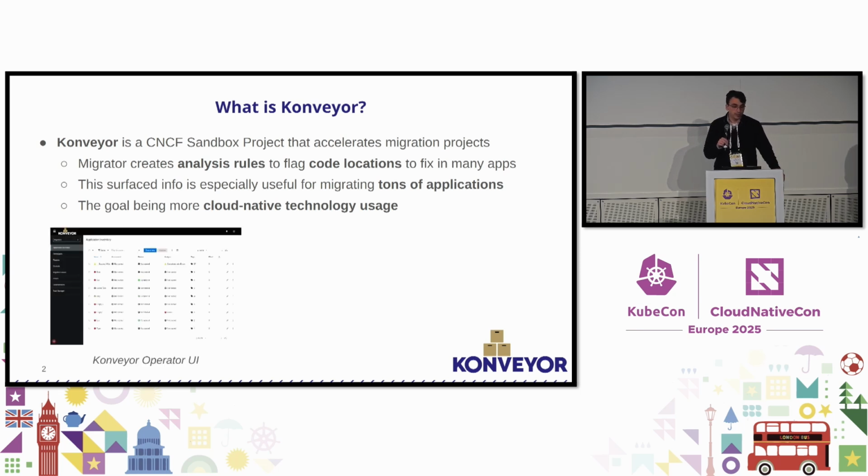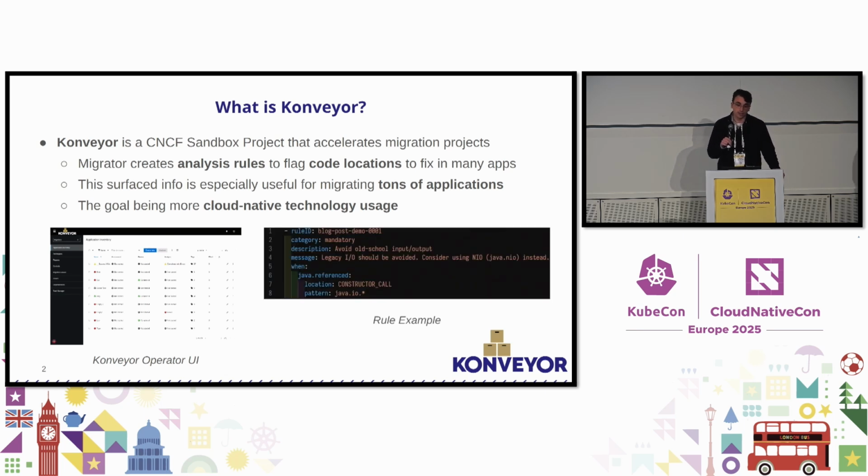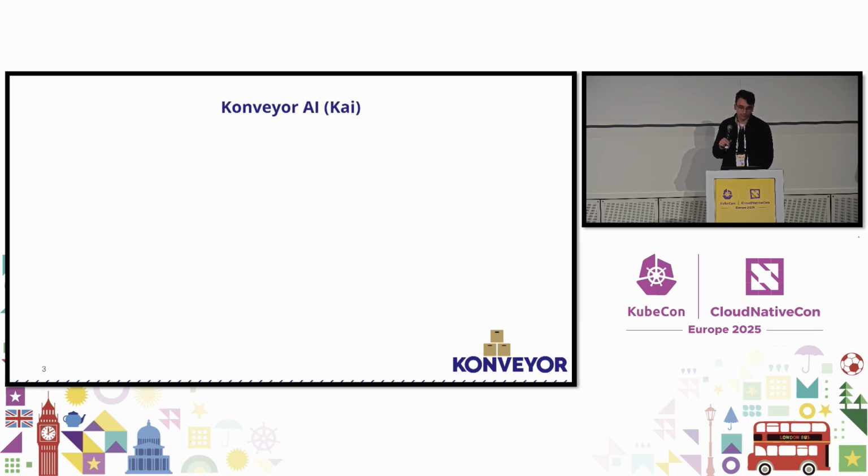On the left here, you can see the Konveyor operator UI has a bunch of applications in various states of being migrated. And on the right, you can see an example of a rule. The exact rule doesn't really matter, but basically this rule just says legacy I should be avoided. If anywhere in Java we find this, just flag it for the migrator to go and take a look.